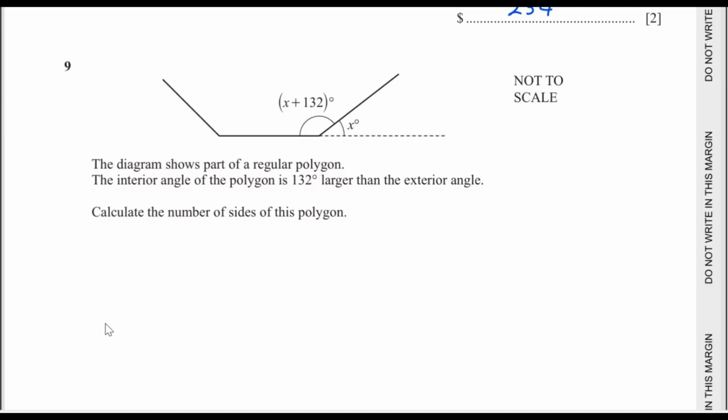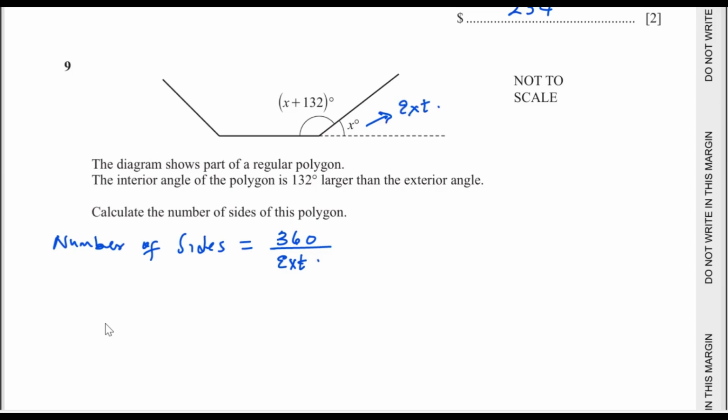For question number 9, it says the diagram shows part of a regular polygon. The interior angle of the polygon is 132 degrees larger than the exterior angle. Calculate the number of sides of this polygon. Now we know that the number of sides of a polygon is defined as 360 divided by the exterior angle. So we need to calculate the exterior angle, which is this angle here.